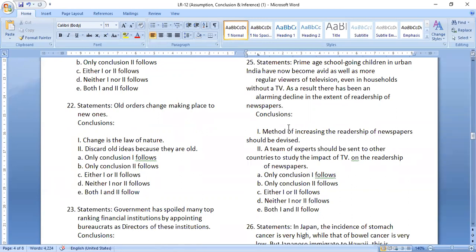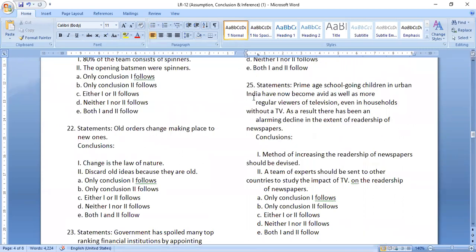Oh no. Why should we worry about the other countries? Right. Because, like they say, this statement is true. So they say that the result of young people becoming avid viewers of television is a decline. So I think it's only option A, right? So only this can be followed. So I have a doubt.